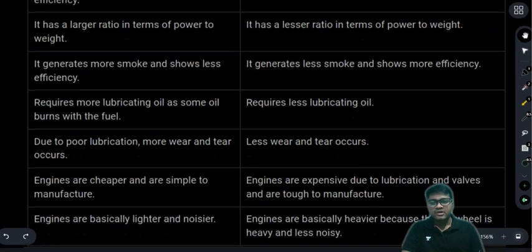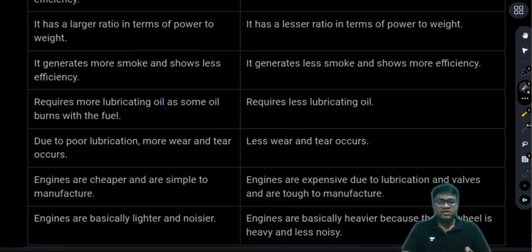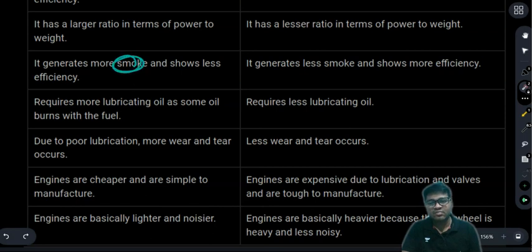the next difference we can see is that it generates more smoke and shows less efficiency. So that we have already discussed. So it will be producing more smoke. Why smoke? Because some amount of unburnt products, unburnt fuel which has not burnt yet, will be going out through the exit port. So this is how we get a larger amount of smoke over here. Okay. So in this case, we'll be having less smoke in case of a four-stroke engine.